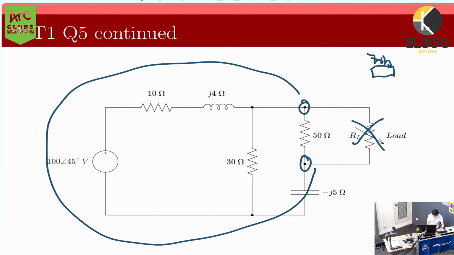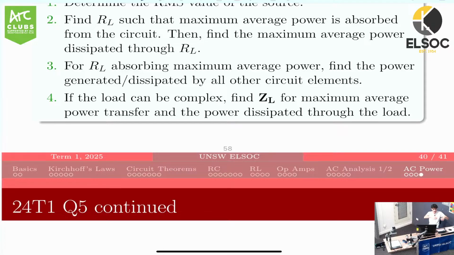That'd be ZTH. This would be VTH. So we can sort of simplify this circuit to look like that. Now, there's so many different ways you can do this. Honestly, you can build off of one another.